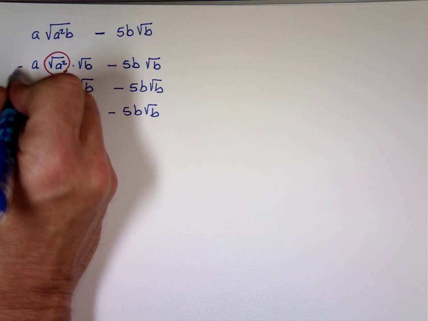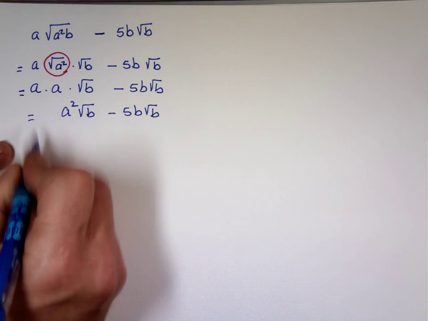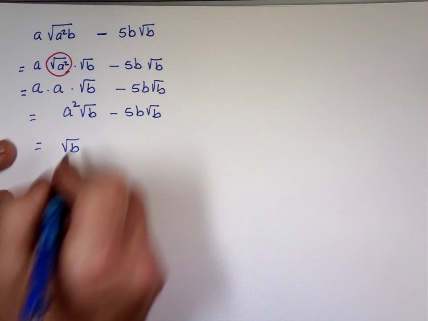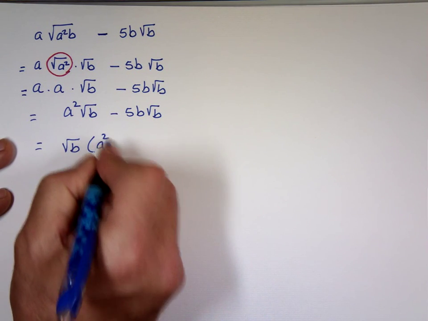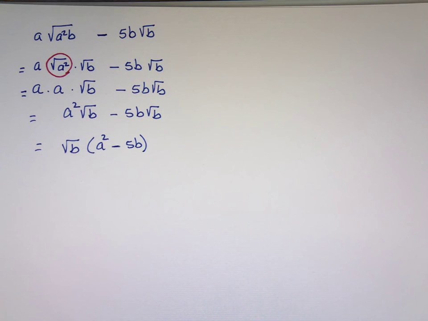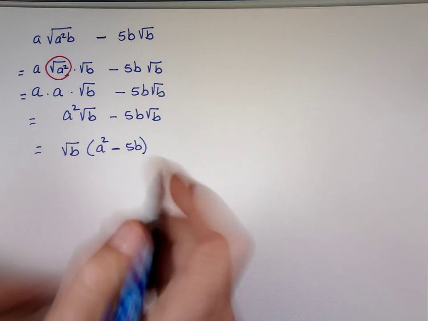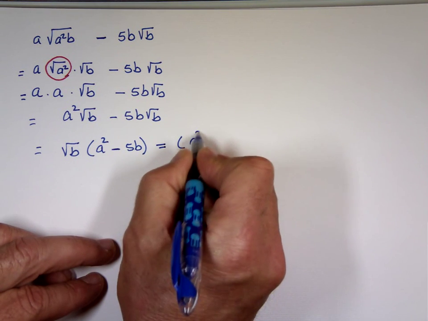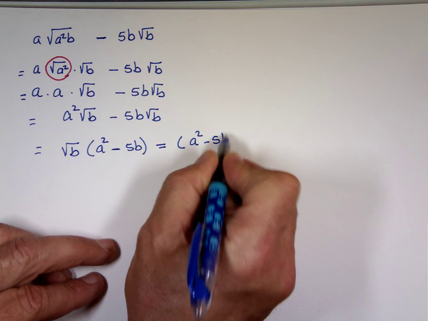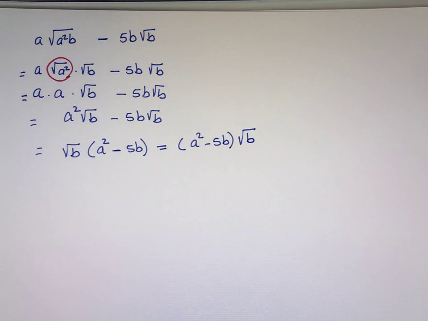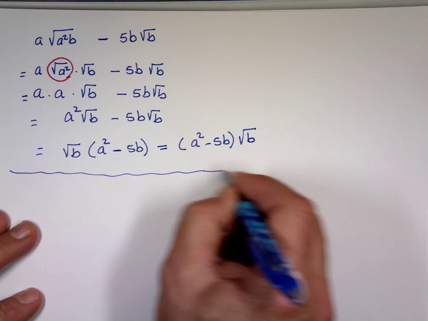So the only thing you can do, you can say, you know what, I can factor out the square root of b. If I factor square root of b, what's left? a squared minus 5b. And me personally, I like to write this one first. So I will write my answer as parentheses a squared minus 5b close parentheses times the square root of b. That's as far as I can go with it.